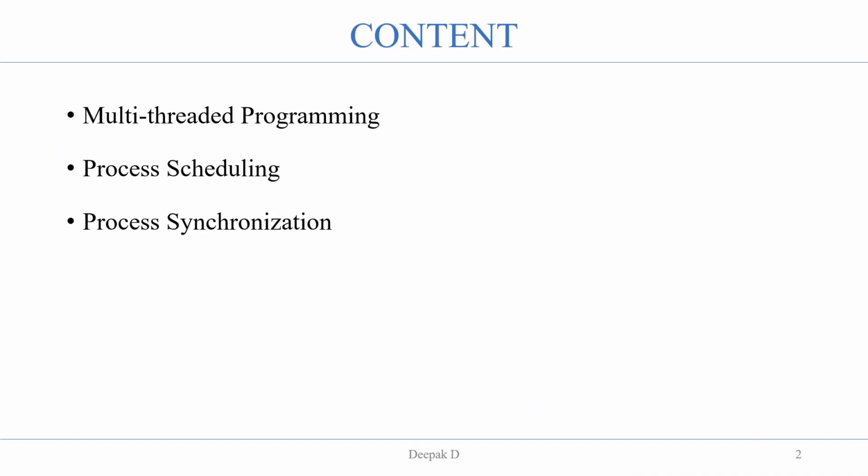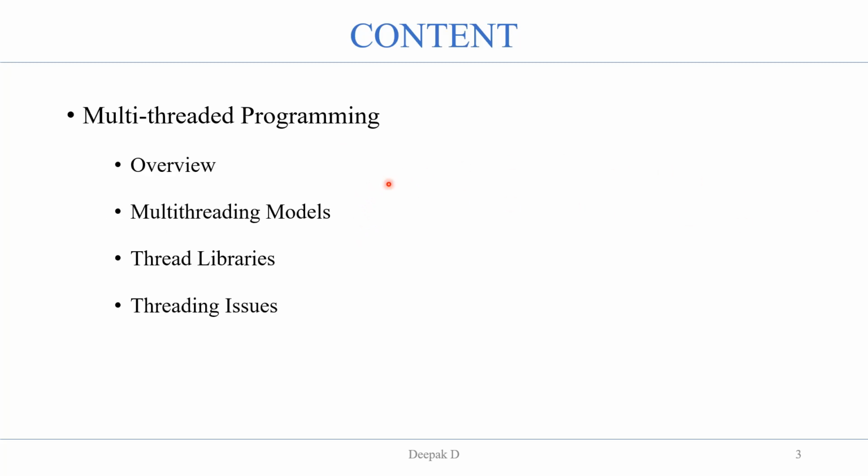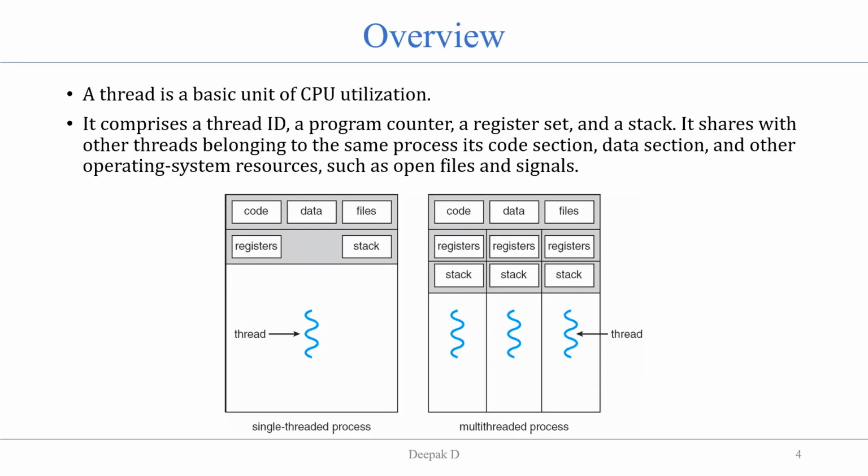So in this module, we shall see three major topics. One is with respect to multi-threaded programming, another is process scheduling, and the last topic is with respect to process synchronization. In this chapter, that is multi-threaded programming, we shall cover four major topics. One is the fundamental concepts which underlie threading, and another is multi-threading models, thread libraries, and threading issues. Let's start with a very basic concept, the thread.